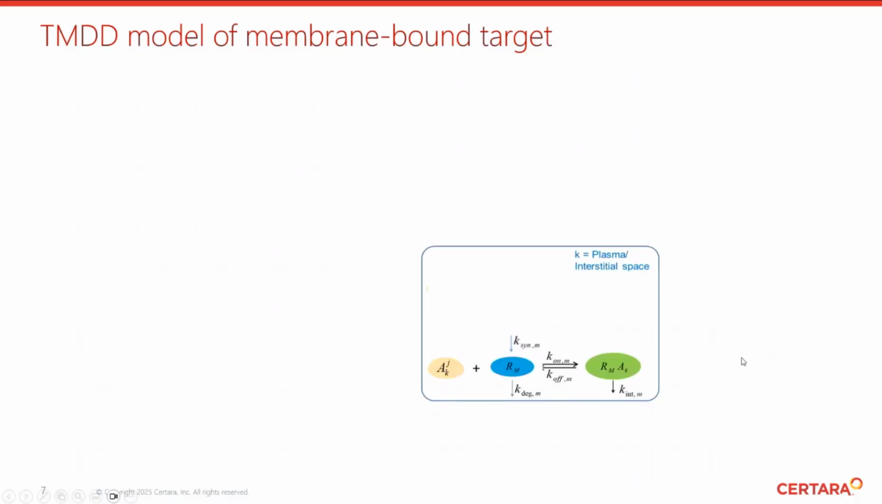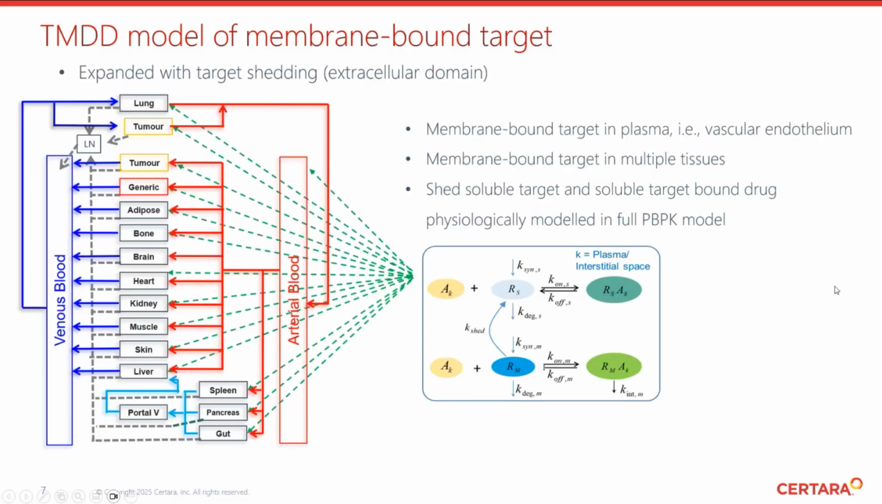In addition to the standard TMDD model, we can also model the target shedding. That is, the extracellular domain of the membrane bound target is shed from the cell surface. This generates a soluble target. The soluble target circulates in the body and also has the capability of binding to the drug. The membrane bound target can be located in plasma and in multiple tissues, and such soluble target will be modeled using the new full PBPK model of the soluble target.